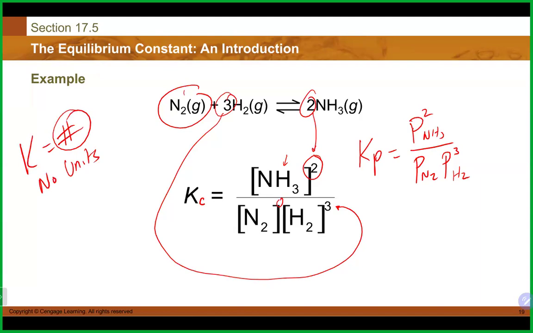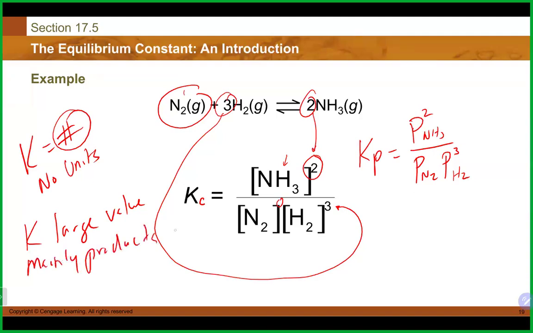And we can think about what K tells us. So for example, if I have a large value of K, that means that when this reaction reaches equilibrium, I should mainly have products.